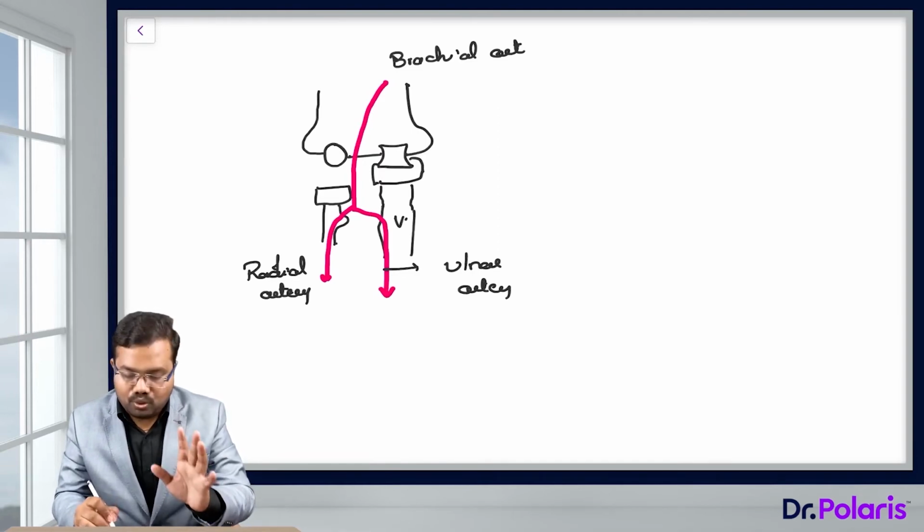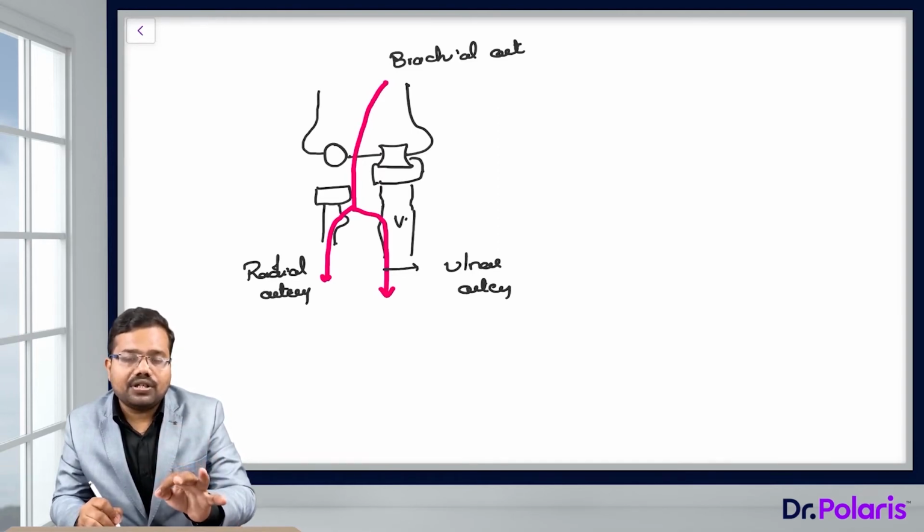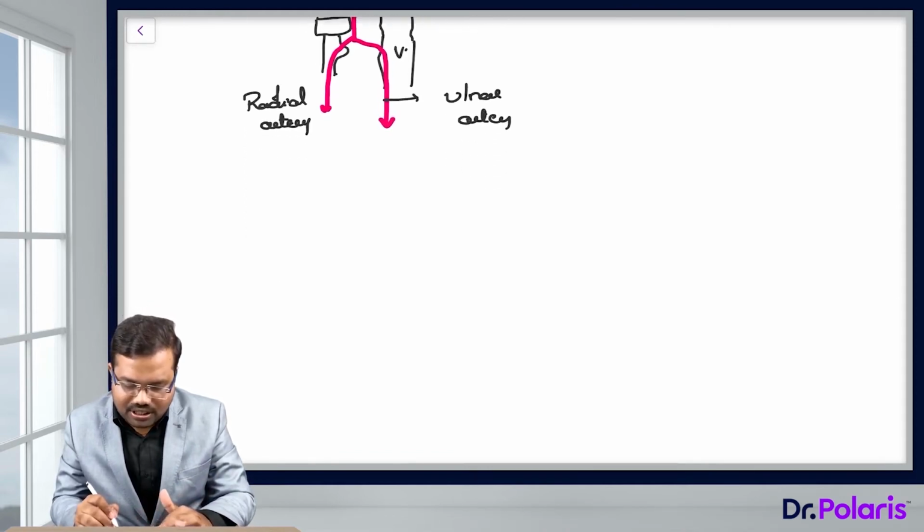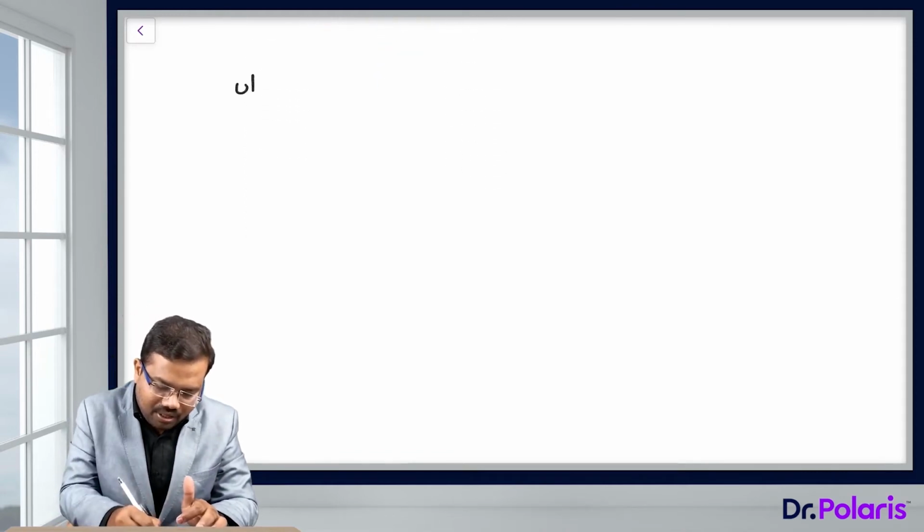So let's discuss the two arteries. First, we will discuss the ulnar artery in detail: how it starts, what its relations are, and what its branches are. The same we will discuss next for the radial artery. So let's discuss first the ulnar artery.